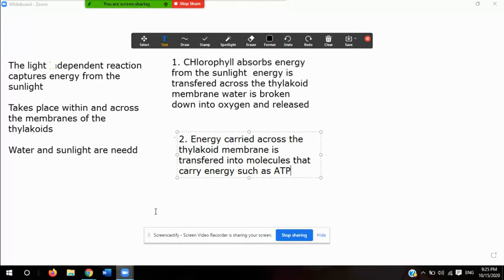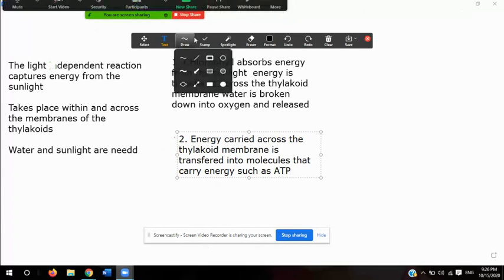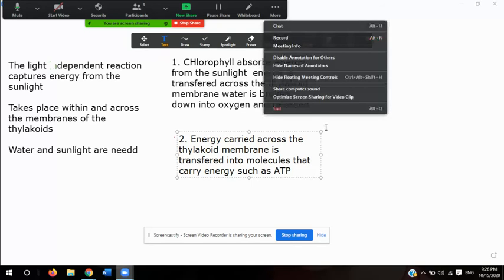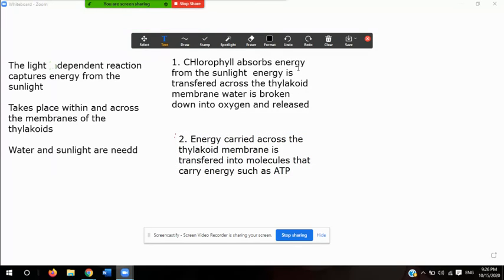This is a very complex, very detailed process that hopefully we'll get the chance to see in a couple more videos. But basically, that's just a summary of the first phase. Now we said that there's a light dependent and a light independent phase. So let's talk about the light independent phase. And I believe that would be it for this video lesson.